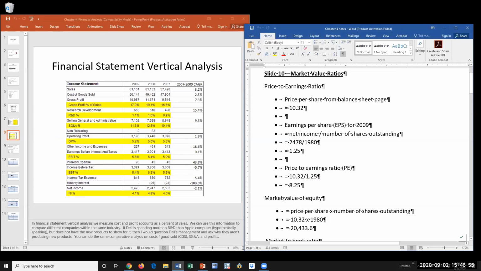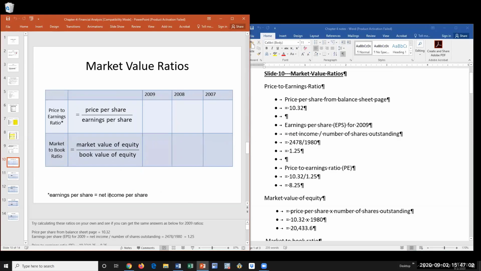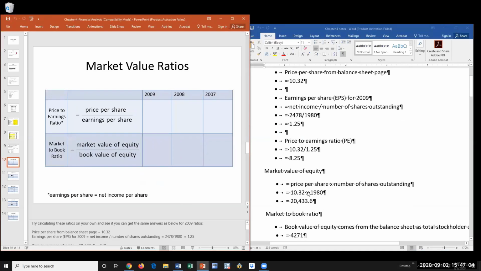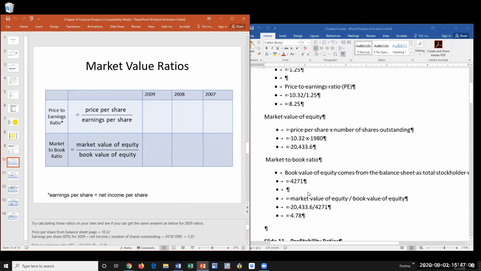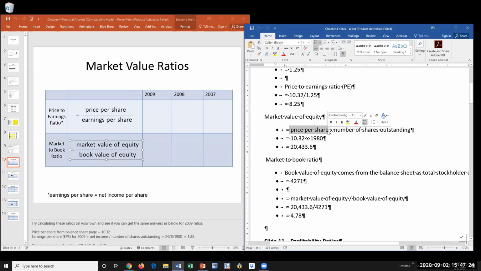The other ratio we can do for market value is the market to book ratio. And so that's just the market value of equity versus the book value of equity over here. And so the market value of equity, we've looked at that a couple times, and that is basically price per share multiplied by the number of shares outstanding.